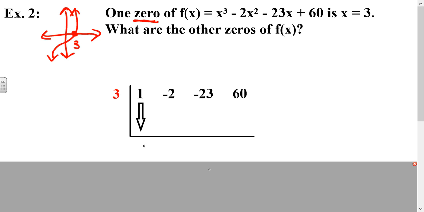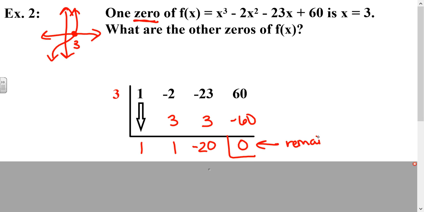Then I bring down the 1. And feel free to pause the video and try this by yourself first. Then I multiply, and I get 3. And then I add, and I get 1. And then I multiply, and I get 3. And I add, and I get negative 20. Then I multiply, and I get negative 60. And I add, and I get a remainder of 0. Now that is what is supposed to happen, because it should be divisible by this. If it's a 0, there should be nothing left over.